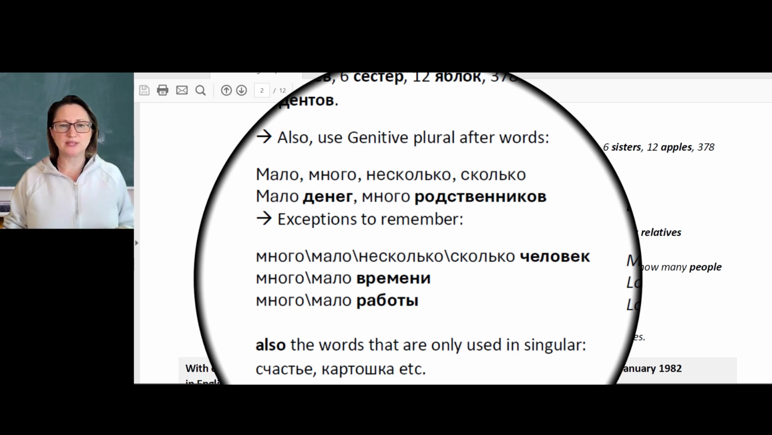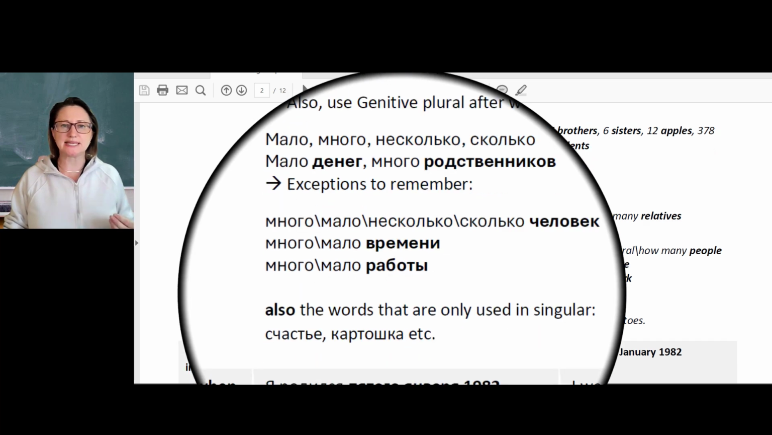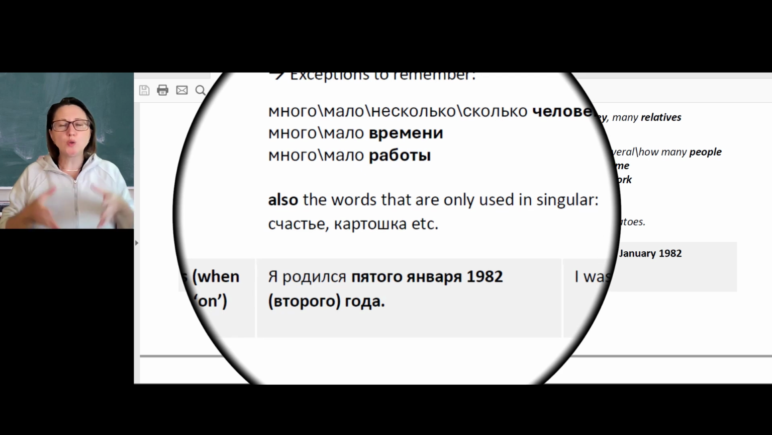And one more thing to remember, and it kind of goes in line with времени and работа, when I said something that cannot be counted. So the words that are only used in singular are going to be also having genitive singular form with много, мало, несколько, сколько. For instance, the word счастье, happiness. It's not happinesses, right? Счастье is only used in singular. So you can say lots of happiness, много счастья.